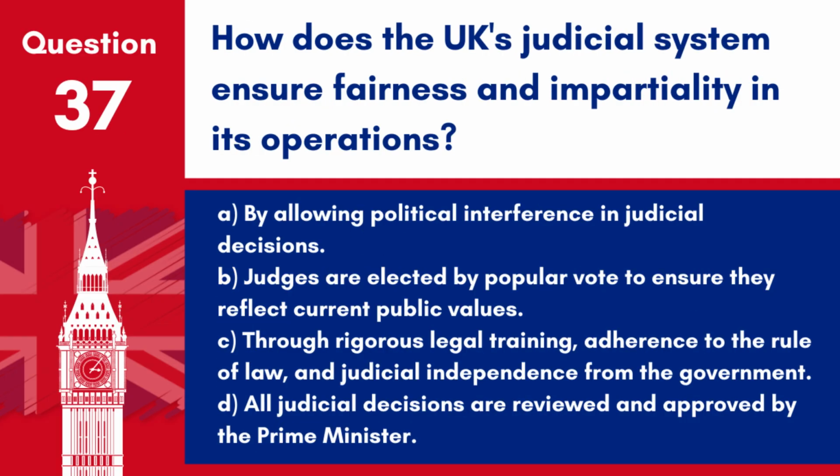Question 37. How does the UK's judicial system ensure fairness and impartiality in its operations? A. By allowing political interference in judicial decisions. B. Judges are elected by popular vote to ensure they reflect current public values. C. Through rigorous legal training, adherence to the rule of law, and judicial independence from the government. D. All judicial decisions are reviewed and approved by the Prime Minister.